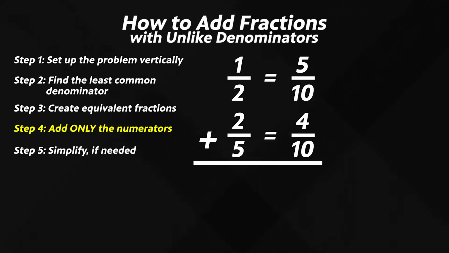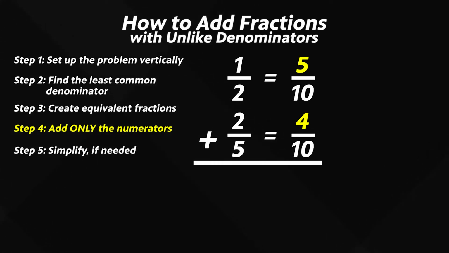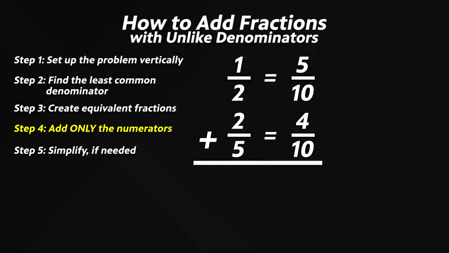When you add fractions, you need to remember this. Only add the numerators. Don't add the denominators. Keep those the same. So to add 5/10 plus 4/10, we're really just adding 5 plus 4. And that's easy. 5 plus 4 is 9. That's the numerator. The denominator will stay the same.